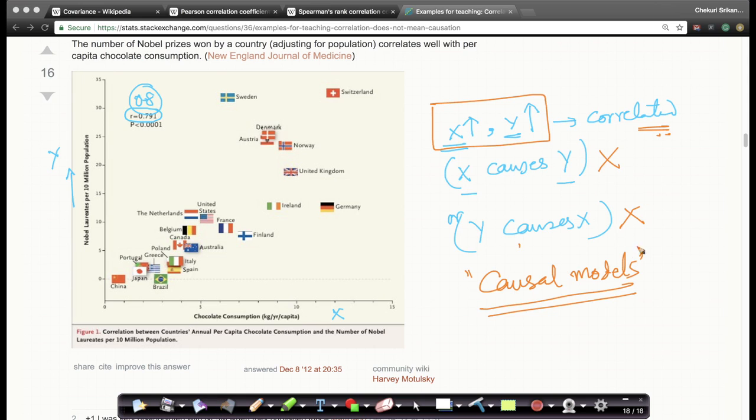This is one of the great new frontiers of machine learning today. But that's a completely different topic as compared to correlation. Please never confuse correlation with causation. And this chocolate example should always stay in your mind before you make a conclusion like this.